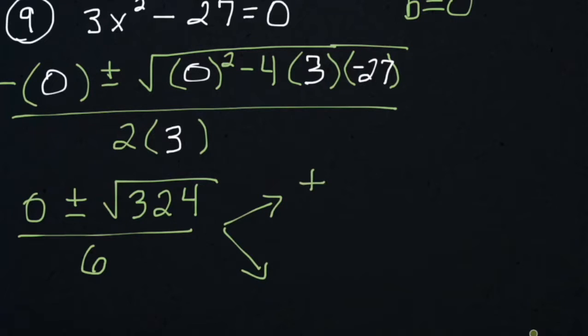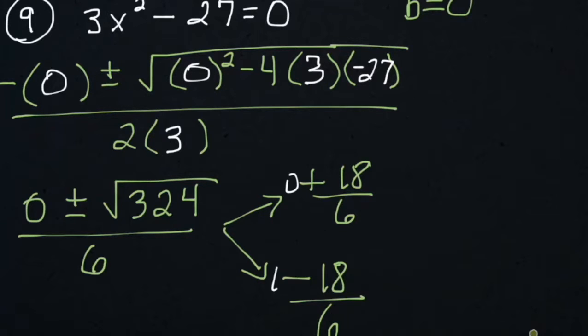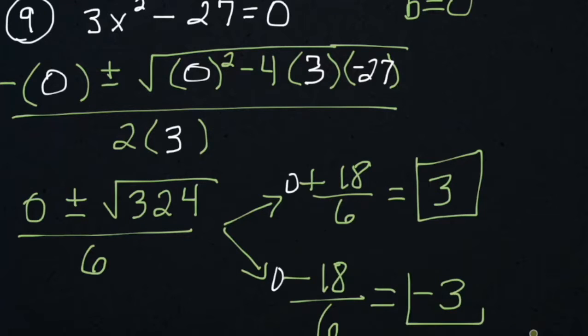Okay, so that means I would have plus 18 over 6 and minus 18 over 6. Yes, you could write that 0 in front, so you could say 0 plus 18 and 0 minus 18. Last time I checked, it's not going to change the answer any. So what is 18 divided by 6? 3. And negative 18 divided by 6 is negative 3.